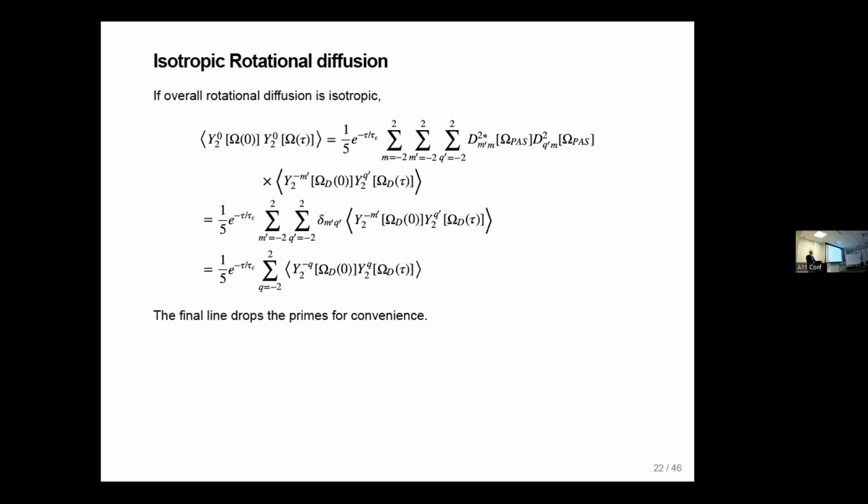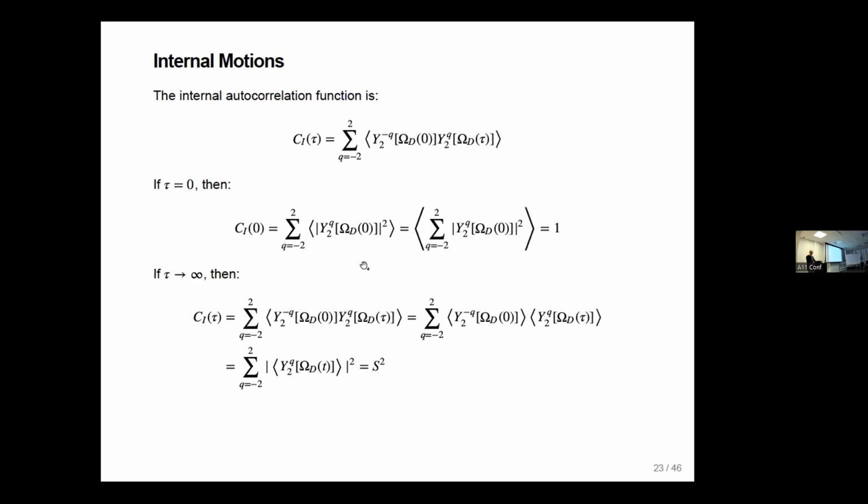But if we assume internal motions are independent of overall motions, which are isotropic, then we end up with autocorrelation functions for the internal motions. And now we can ask, what happens to this autocorrelation function if tau goes to 0? Then what's called the closure theorem shows that we sum to 1. And if tau goes to infinity, then the autocorrelation function becomes the product of the averages. So here's the product of the averages.